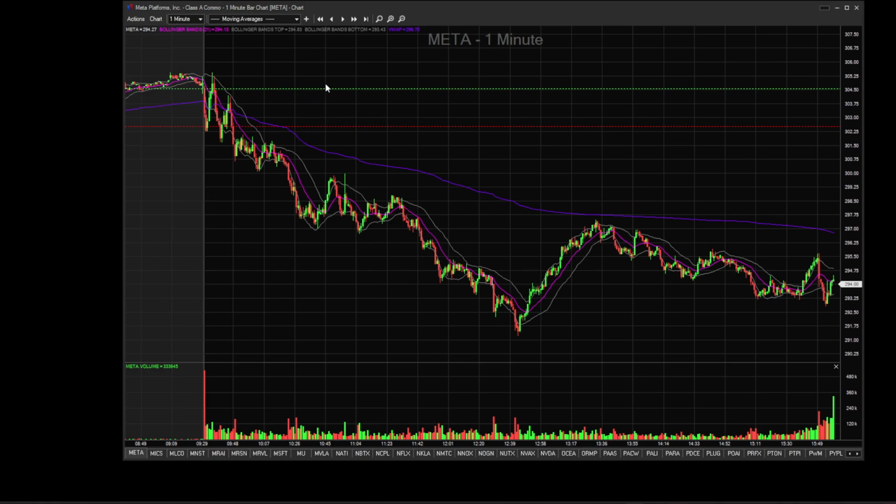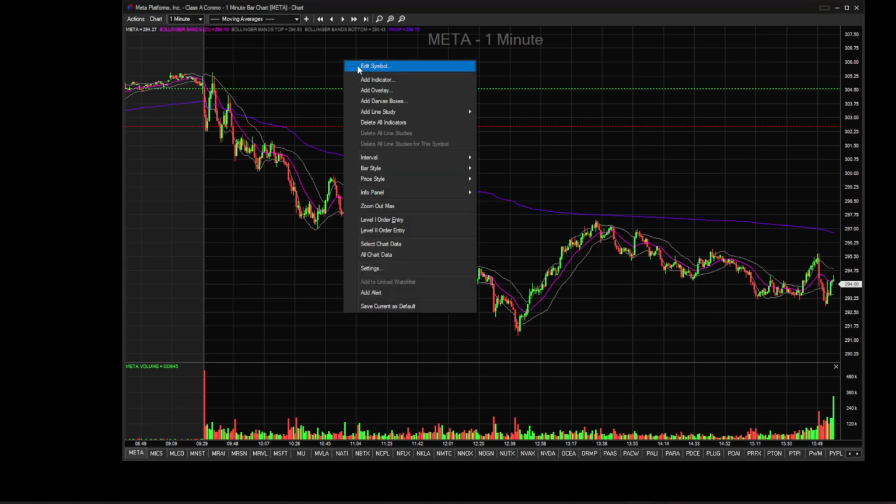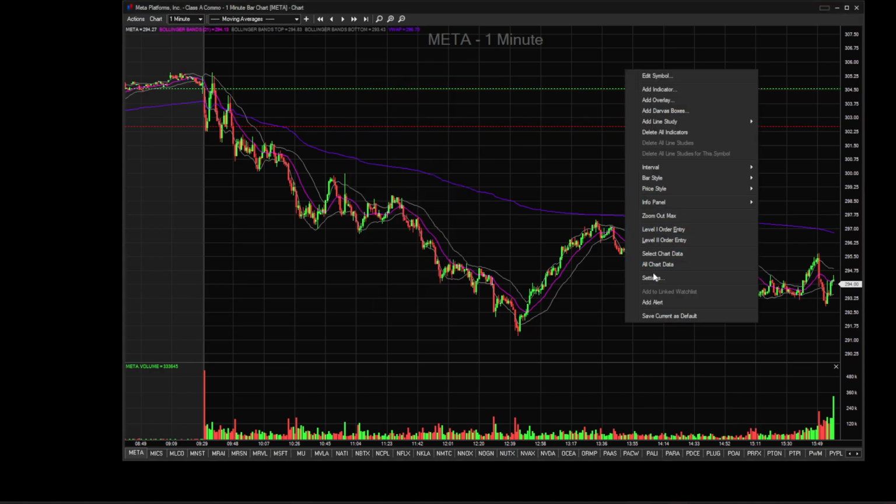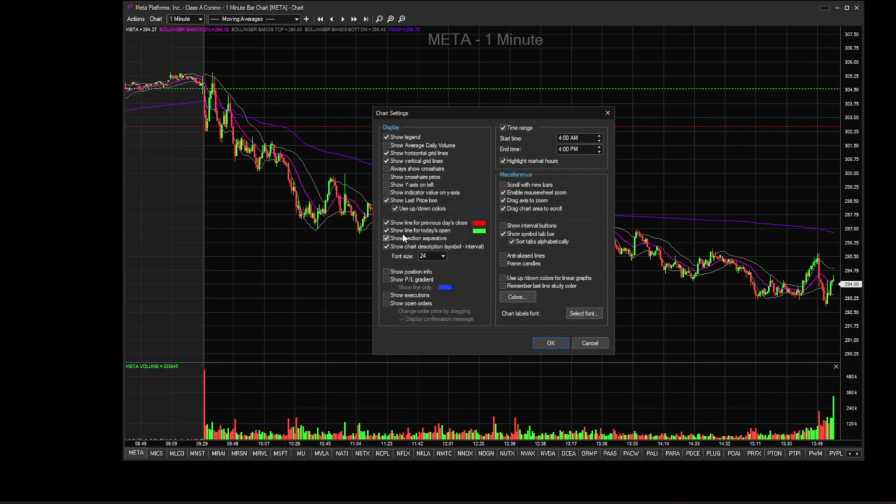Simply what we should understand is that this price range can be displayed on our chart when we go into the settings. So I right-click on this chart, I go to settings, and then right here on the left-hand panel, it has two checkboxes. One checkbox is to show the line for the previous day's close, the other is to show the line for today's open. I have both of them selected. I have the previous day's close in red and today's open in green. I recommend you use the same colors. That way there's no confusion about what it is you're seeing.